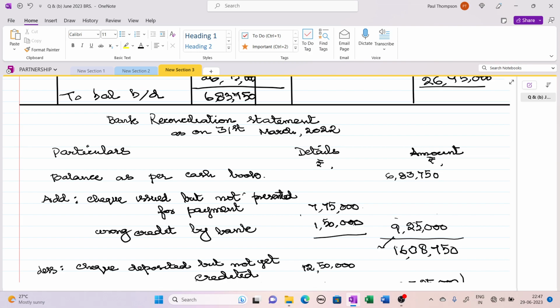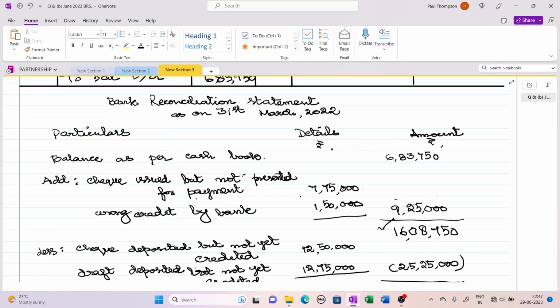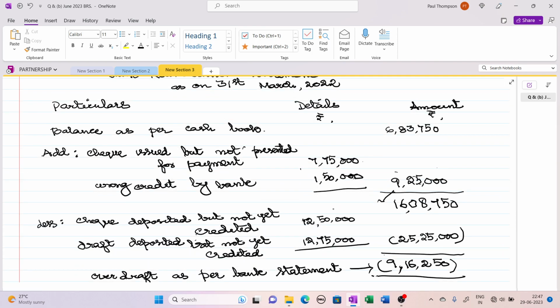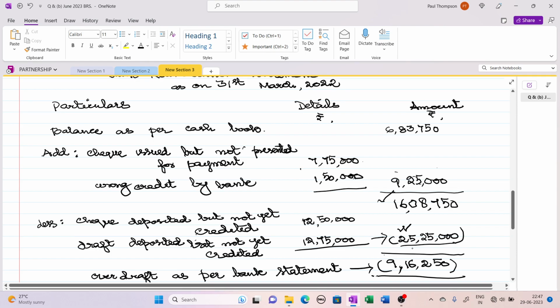So the total will be 16,08,750. But cheque deposited but not yet credited is 12,50,000, and draft deposited but not credited is also 12,75,000. So this less figure is coming more. So because this higher amount is to be reduced, your amount will be overdraft 9,16,250. Don't forget to write an assumption that it is assumed that the books are closed on 31st March 2022.